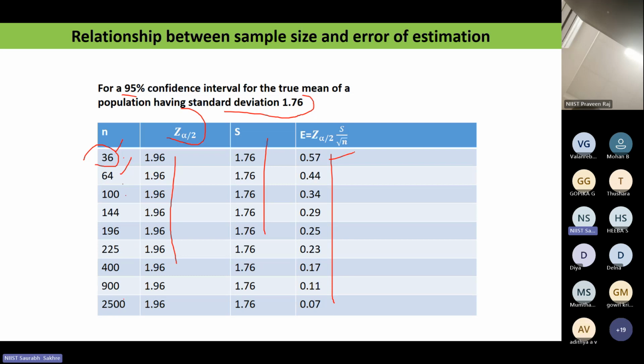Yeah, so you can see here that when my sample size is less, my error is more. As sample size is increasing, error is decreasing. The error is getting minimized. Now we will see one example.